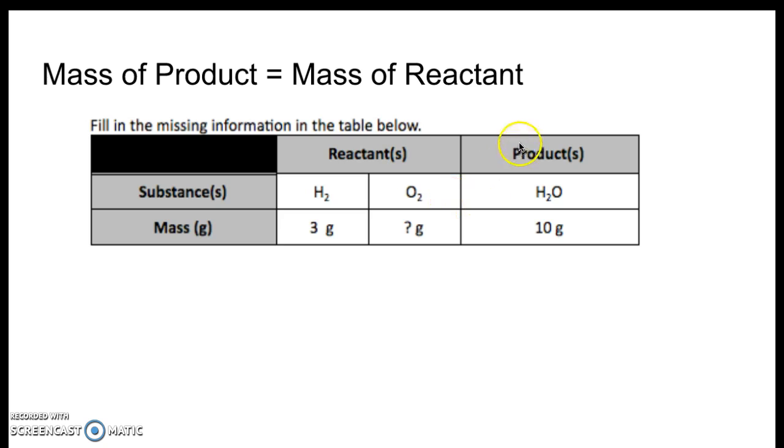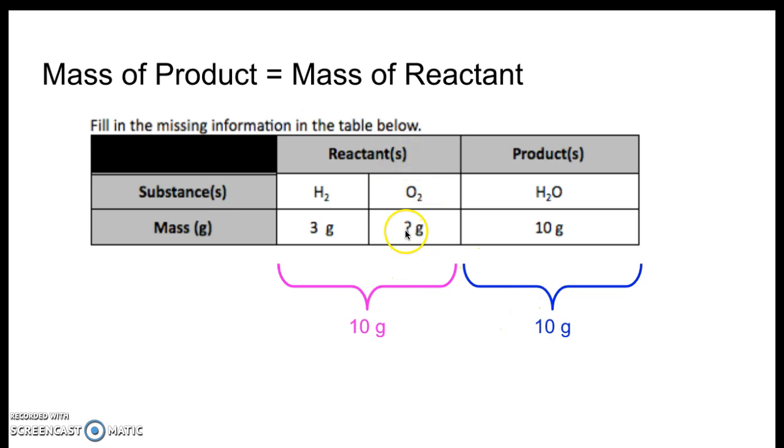What we need to know is that the mass of the products must equal the mass of the reactants. So here we only have one product, and its mass is 10 grams. So for our product side, we have a total mass of 10 grams. That means that for the reactants, we should have a total mass of 10 grams as well, right? Because these two numbers have to equal.